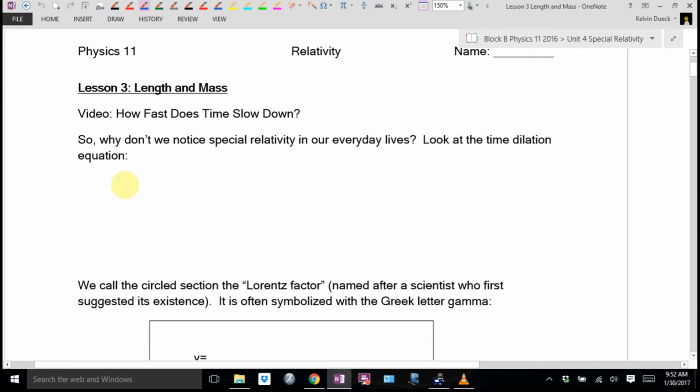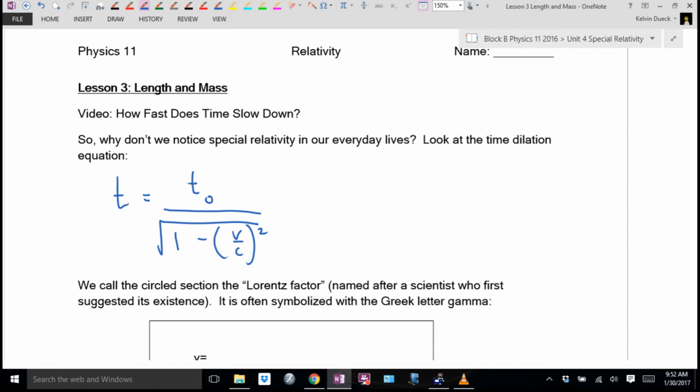So let's write down the time dilation equation, which says t, time back home on Earth, equals t0 all over the square root of 1 minus v over c all squared. Write that down. You can copy it from your green sheet.